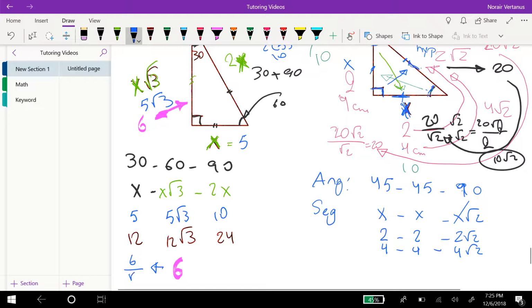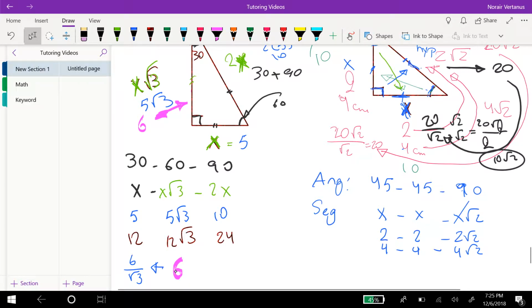So it's going to be 6 over rad 3. So it's kind of like factoring. Factoring is the opposite of distribution, kind of division, the opposite of multiplication. That's how you can relate. Before we were multiplying, now we're dividing. So let's finish this so I can stop the recording.